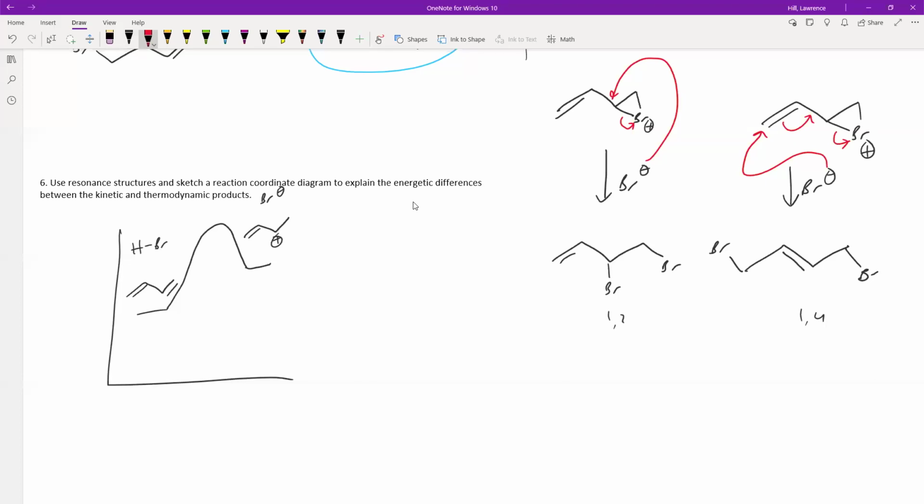And then we know if we go hot, we can get over a larger activation energy and get to a lower energy product. If we keep it cold, we don't have as much energy to get over that activation barrier. And the product, it turns out, is also higher energy than the thermodynamic product. So this is our kinetic product, which is obtained from cold conditions. This is our thermodynamic product. The thermodynamic product in this case looks like this.